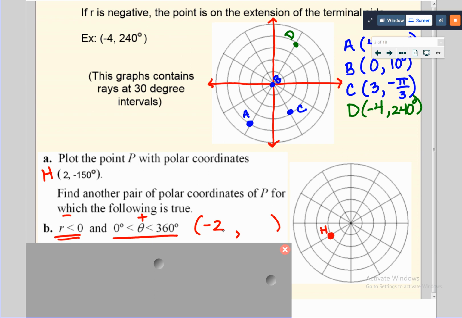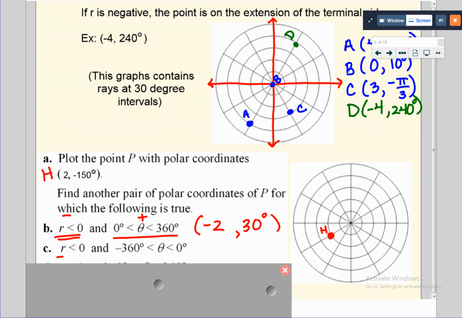Okay, so now my R is -2. I have gone 2 spaces to the left. I want a positive rotation that'll get me there. How much do I have to rotate counterclockwise, positive rotation, to get to my point? 30 degrees, that's it. Okay, that's another way to get to that coordinate. Let's do another one.